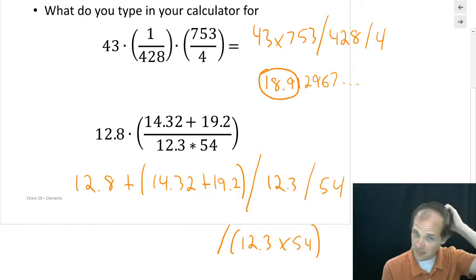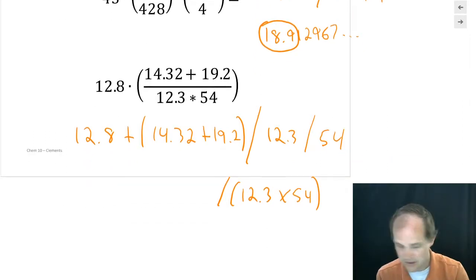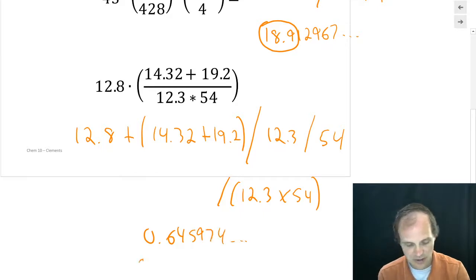Okay. And if you plug that into your calculator, you get 0.645974 with many more digits. Let's go ahead and round that to 0.646 for now.